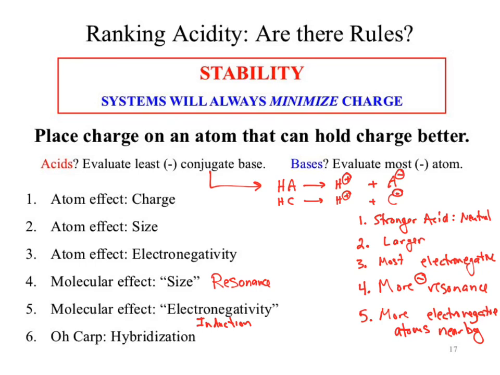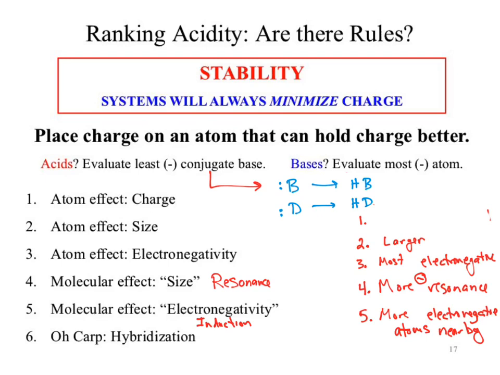Instead of just erasing everything, I'm now going to switch to bases. So we'll do B and D. How would I know which one was the stronger base? By looking at charge. The stronger base will be more charged, which is already going to become a problem, just like it was to begin with. What did you suggest? More negative. Our stronger base needs to be more negative.